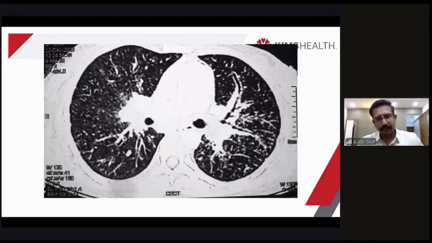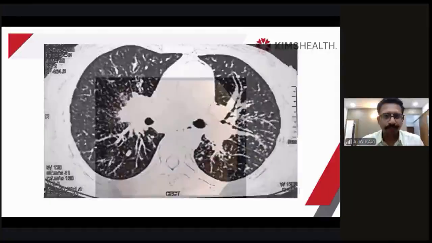cryobiopsy. See this picture, wherein on CT you can see a peribronchial distribution of the disease, multiple nodules, generalized disease. In these cases, if you go with transbronchial lung biopsy, you can have a good yield, because you just need to see some granulomas, as in sarcoidosis. So in those cases, this will help. But if you want pattern recognition, as in interstitial lung disease, the sample may be too small, and that is where cryobiopsy will pitch in.